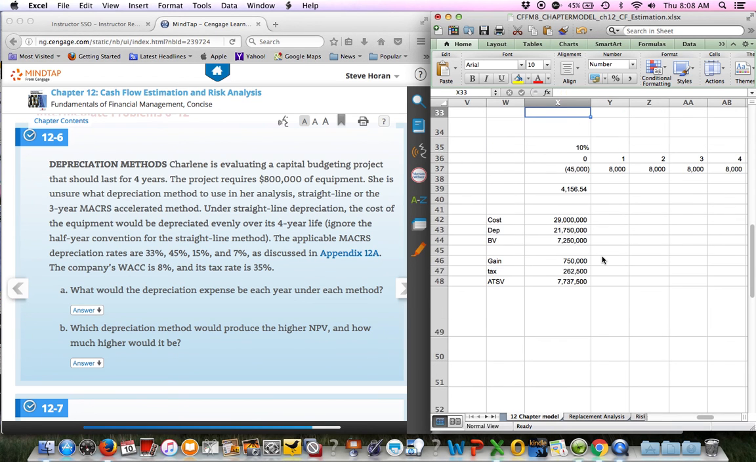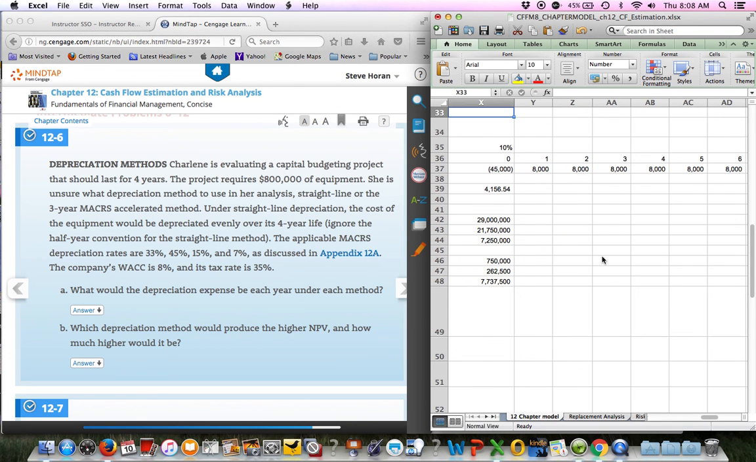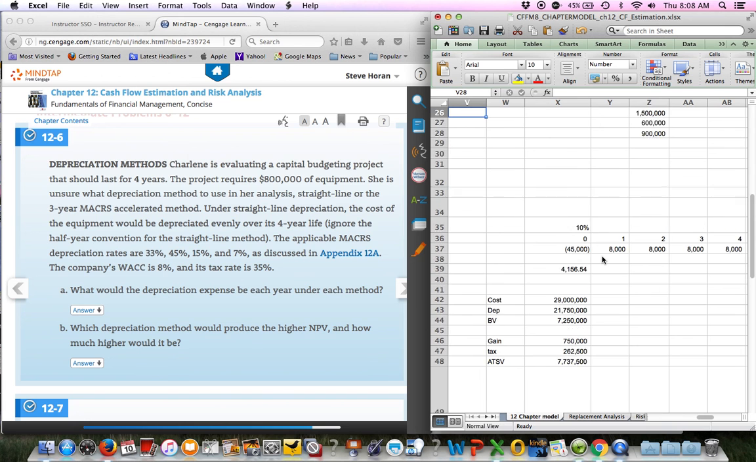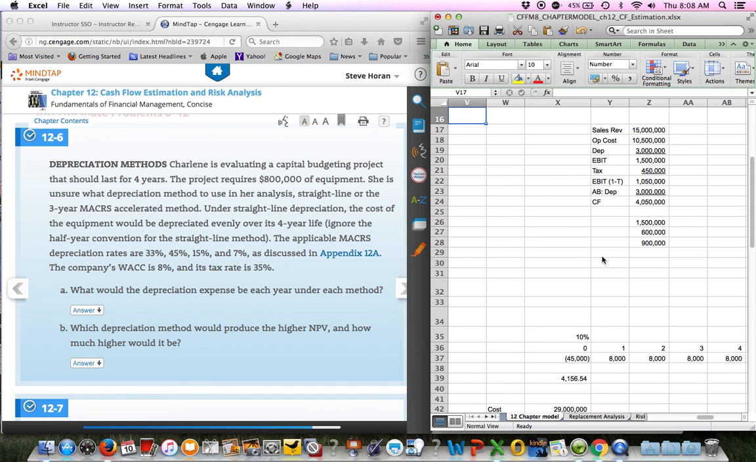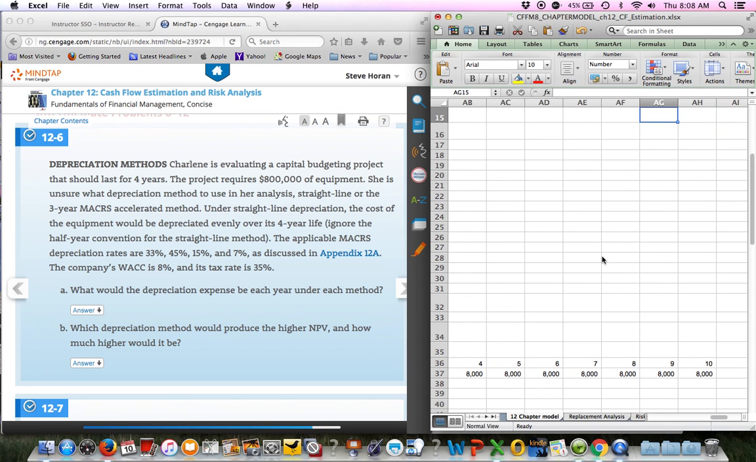So this information I've got here, we're probably going to come back and look at this NPV calculation that I did. So I'm just going to go back up here and do this off to the right. What we have in the situation is an individual, Charlene, evaluating a capital budgeting project that will last for 4 years. The project requires $800,000 worth of equipment. She's unsure what depreciation method to use, either straight line or 3-year MACRS.